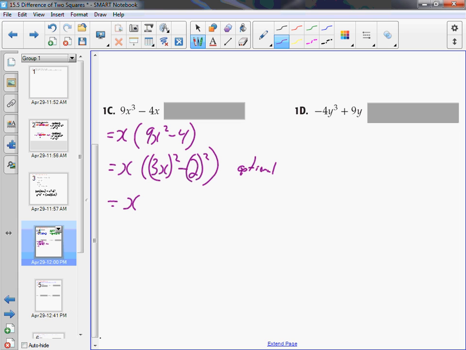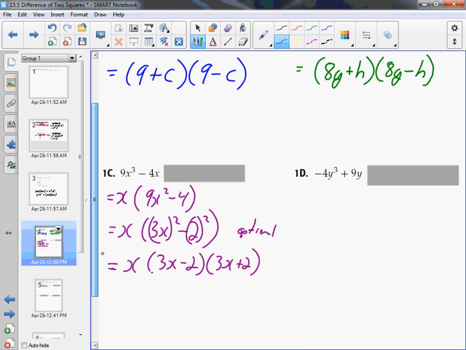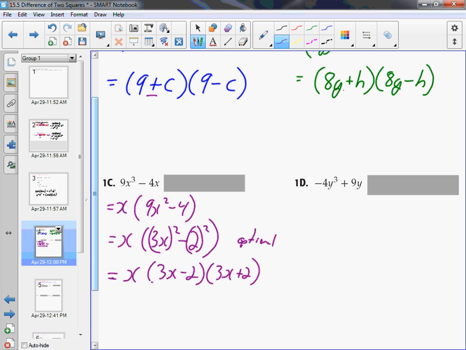So I've still got the x out in front. And what's my final factorization? 3x minus 2, 3x plus 2. Now, notice on these I put the plus in the first binomial instead of the second one. And on this one I put the minus in the first binomial. Is that okay? Yeah, it's okay. As long as your factors are identical, it does not matter which order you put them in. Makes sense?